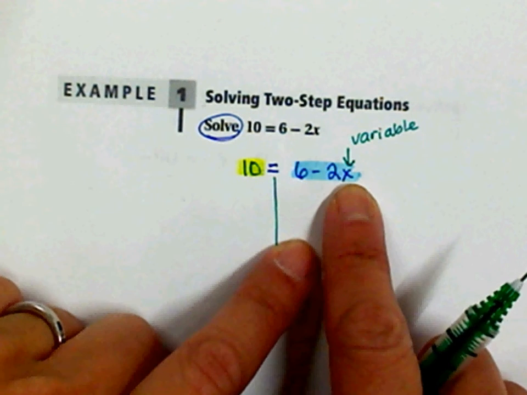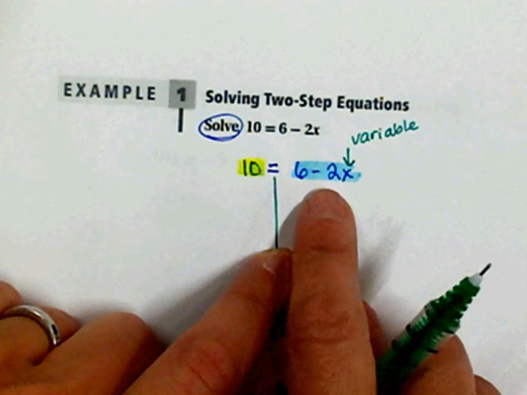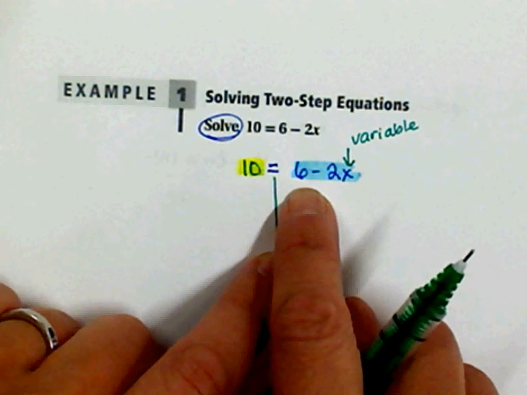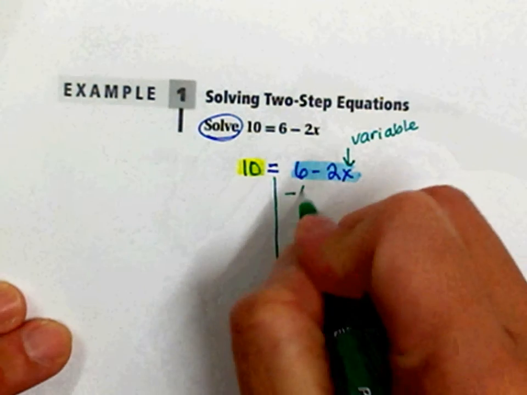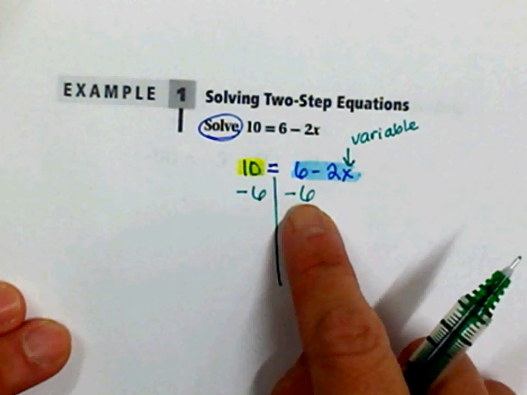6. You see that 6? That is 6 minus 2x, right? Positive 6. What is the opposite of positive 6? Negative 6. So I subtract 6, minus 6. What you do to one side, you do to the other side.